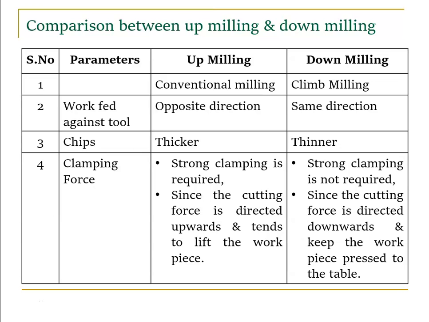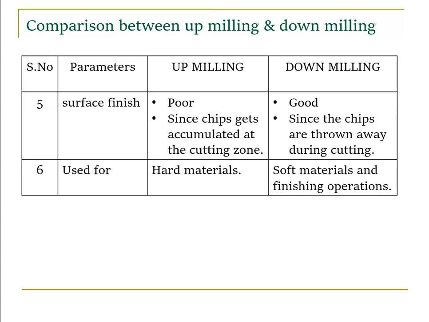In down milling, strong clamping is not required because the tool itself acts as a clamping force. The tool holds the workpiece, since the cutting force is directed downwards and keeps the workpiece pressed to the table. So the tool movement controls the workpiece movement. Next, surface finish: for up milling you can get a poor finish because with the opposite rotation the chips form.